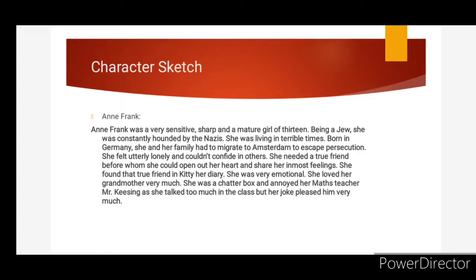Let's have a look at the character sketch of Anne. She was a very sensitive, sharp, and mature girl of 13. Being a Jew, she was constantly hounded by the Nazis. She was living in terrible times. Born in Germany, she and her family had to migrate to Amsterdam to escape persecution. She felt utterly lonely and could not confide in others. She needed a true friend before whom she could open her heart and share her innermost feelings. She found a true friend in Kitty, her diary.